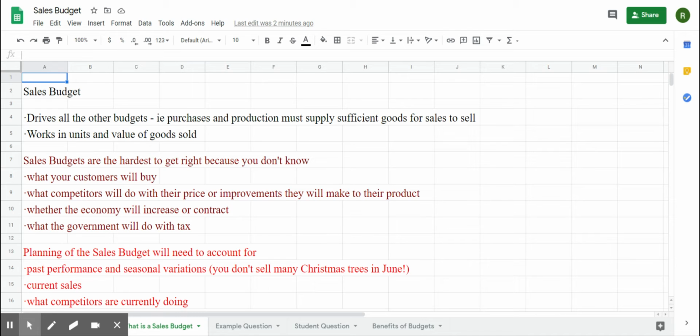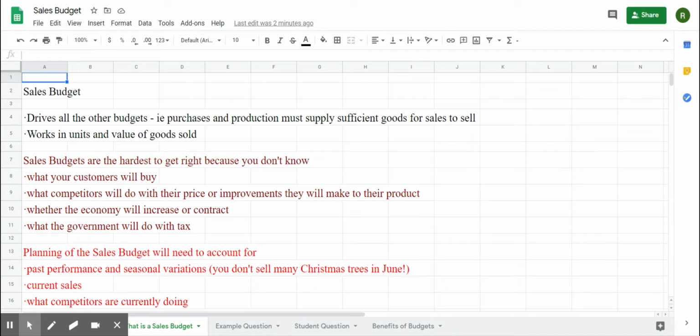It works in terms of either units or the value of the goods sold, and quite often you'll be required in an exam question to both do the budget for the number of units that are going to be sold, and from there generate the information on the revenue or the receipts the firm are expecting.